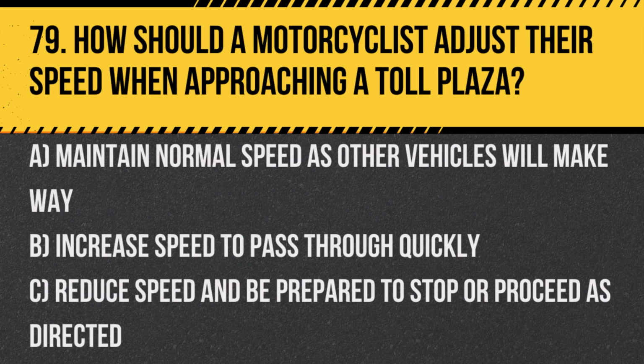Question 79. How should a motorcyclist adjust their speed when approaching a toll plaza? A. Maintain normal speed as other vehicles will make way. B. Increase speed to pass through quickly. C. Reduce speed and be prepared to stop or proceed as directed. Answer: C. Reduce speed and be prepared to stop or proceed as directed. Approaching with caution is important in potentially congested areas like toll plazas.